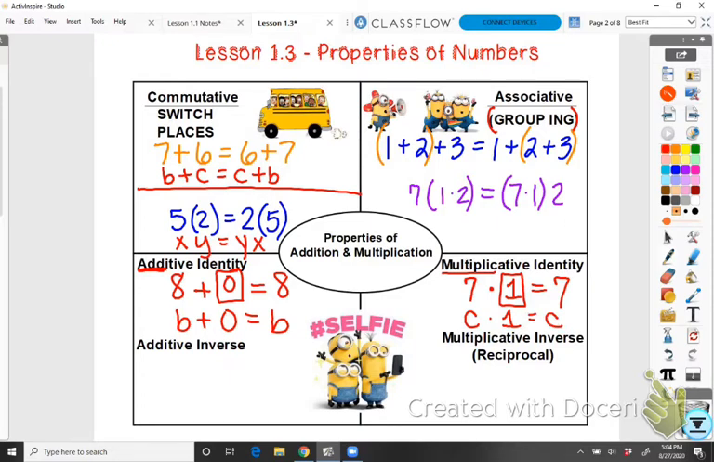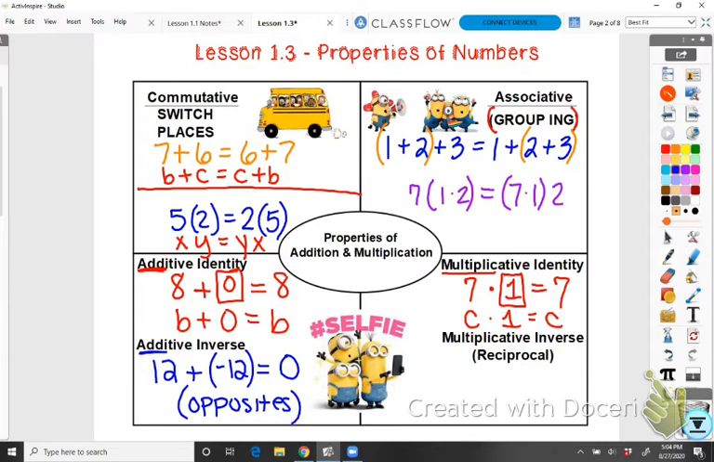The additive inverse, again, it involves addition. You're adding two things of how you can get the identity of 0. So if you had a 12 here, what do you need to add to it to make 0? Well, you need to add its opposite, or negative 12. So this is about opposites. If you add a positive and negative of the same number, you get 0.